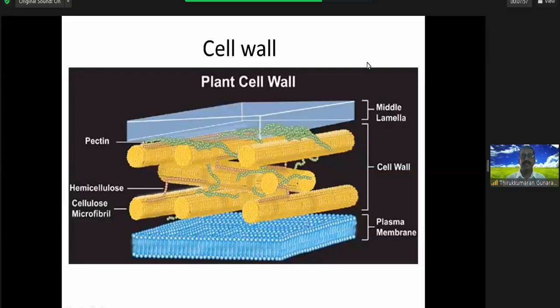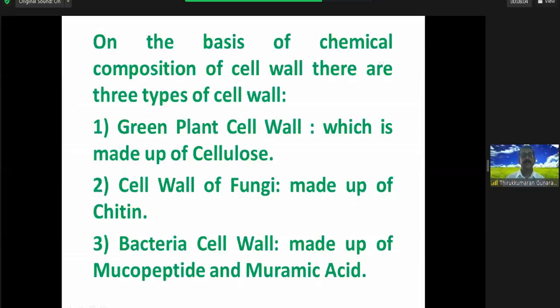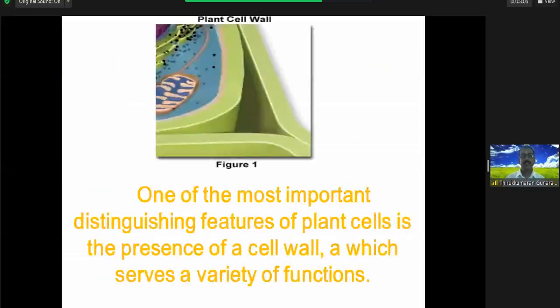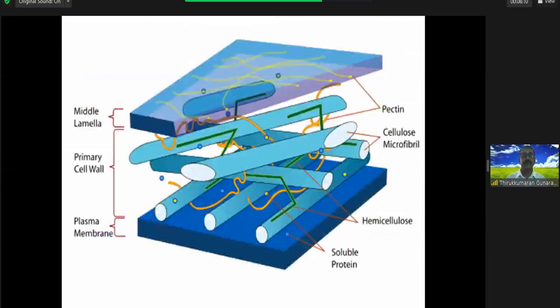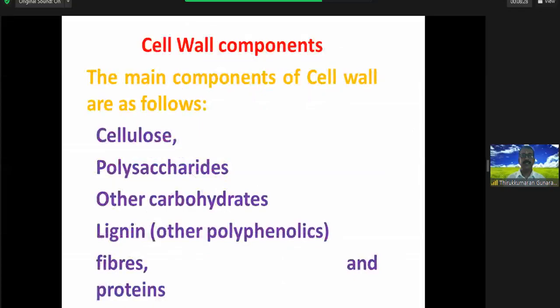Last class we have seen, and we understand that there are different types of cells and the importance of the cells, and they are rigid. The primary cell wall has the middle lamella, pectin and cellulose. The upper one, the middle lamella, is like a cement. Then the plasma membrane, then there are the cell wall components.